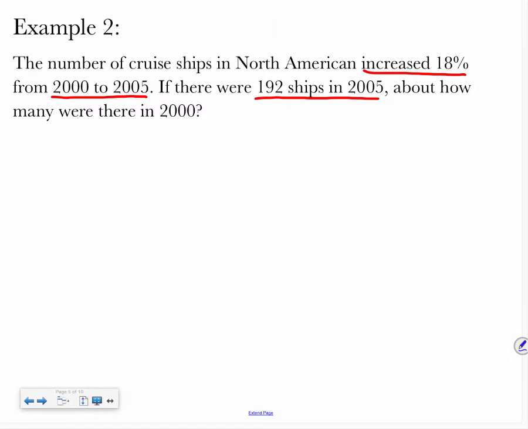Okay? When they already give you the increase, the way that you set that up, where we were writing R in the last example, that's where you write your percent. That stands for the rate. So we know we are going to set it up as 18 over 100 on that side because we know how much the increase is by. And now we want to know how many cruise ships were there in 2000. We know there were 192 in 2005.